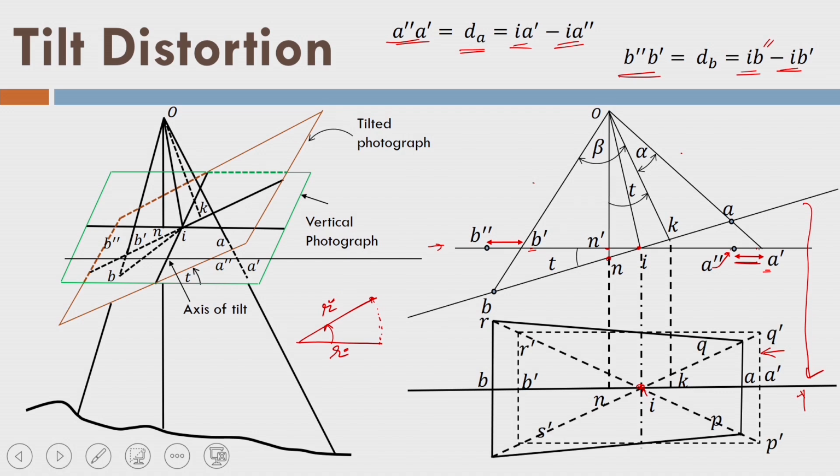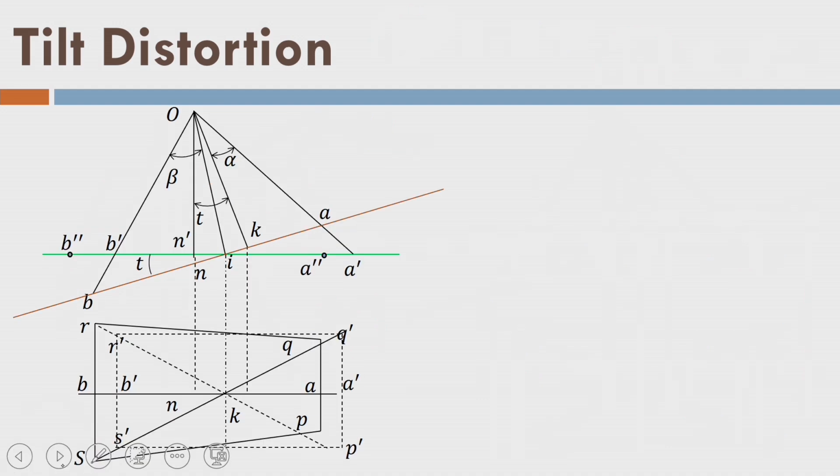Now I can see that if I join these points, these lines are intersecting at I, and they are intersecting here as well as here and so on. So, that is the concept of the tilt distortion. These two amounts are tilt distortions. Now, let us try to find out mathematically what is the amount of tilt distortion. This is the focal length in the tilted plane and this is also equal to the focal length in the vertical photograph. Tilt distortion dA in the photograph.